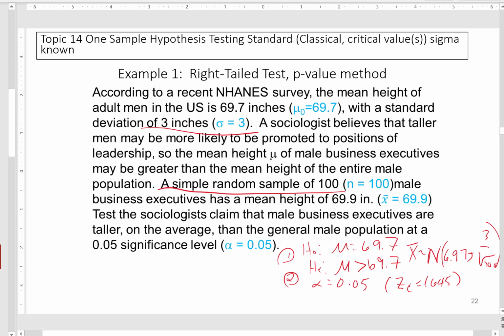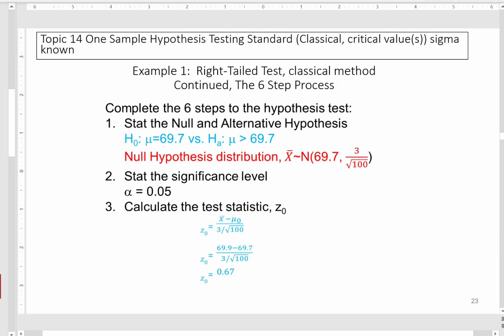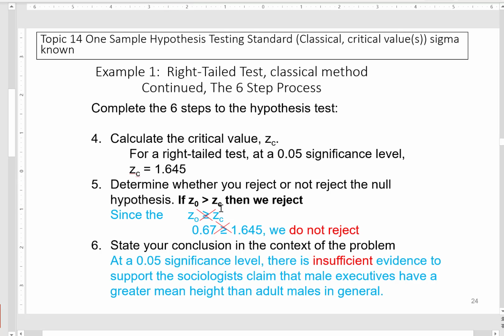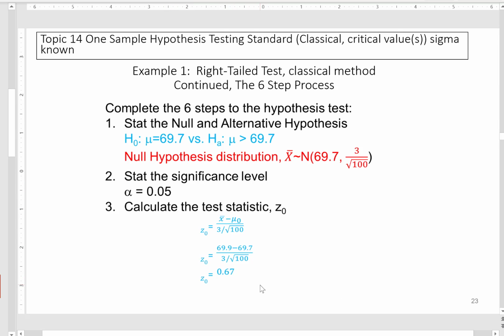And now we're able to calculate the test statistic. The test statistic is going to be that sample mean, the 69.9, minus the mean in my null hypothesis distribution, the 69.7, and divide that by that standard error, 3 divided by the square root of 100. And when I do that calculation here, I get 0.67 as my test statistic.